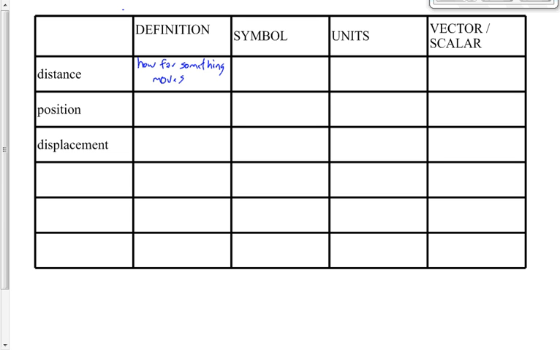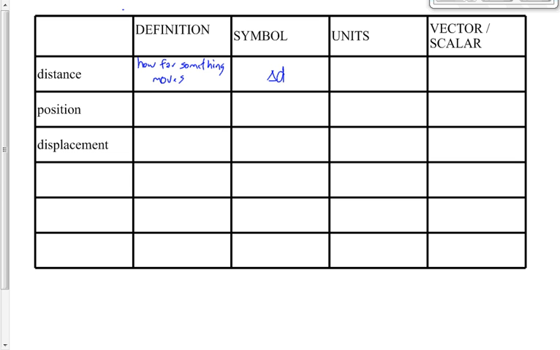The symbol for distance traveled would be a D with a little triangle in front of it. Does anybody know what that triangle means? Delta, yes. It's a Greek letter delta, which means change. So when you travel a certain distance, something's changed. Where you are has changed. Delta D means distance traveled. Delta D, again, when I walk around the track or run around the track, is 400 meters. Delta D, when I go to Edmonton, is 350 kilometers.